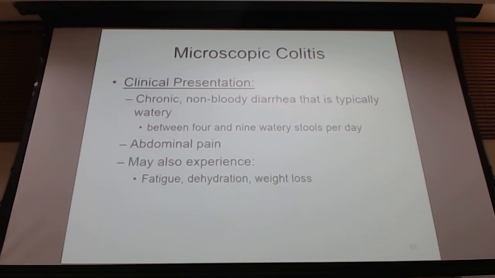So just be aware, this is chronic, non-bloody diarrhea, very watery. Look at that, 4 to 9 bowel movements a day. That's a long time to spend in the bathroom. But we're not going to see blood with that. They can have abdominal pain. They can also have fatigue, dehydration, weight loss. But again, that colonoscopy is going to be key.